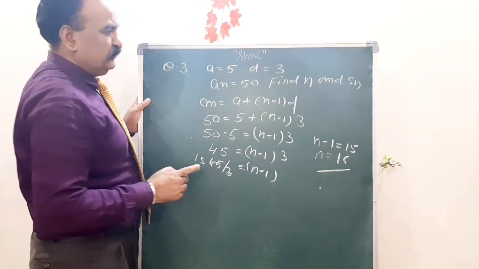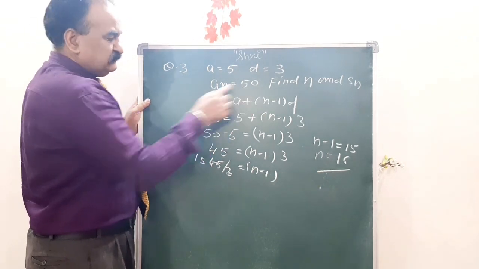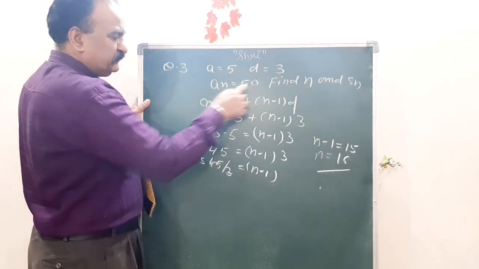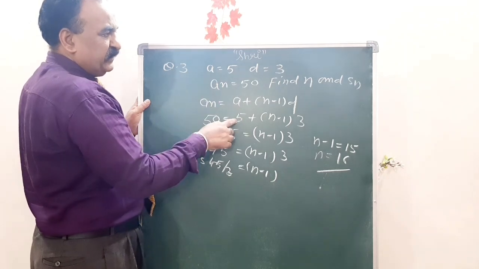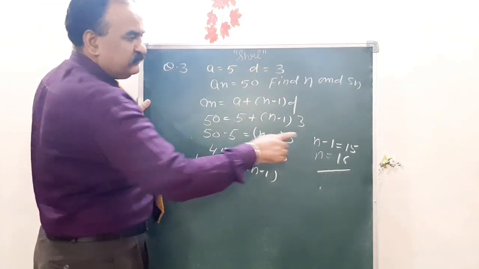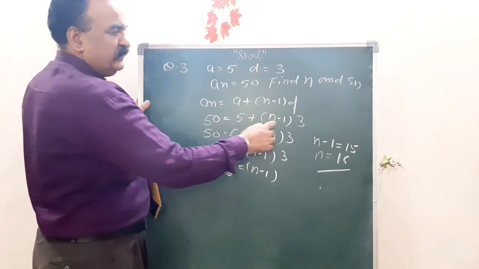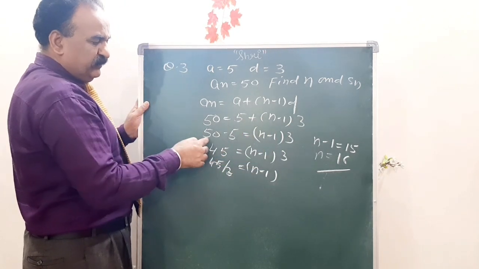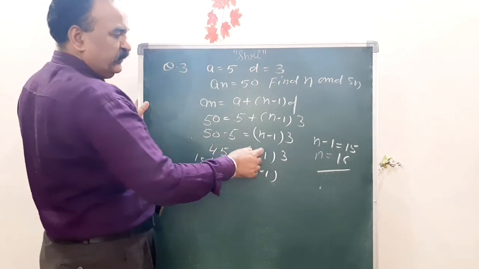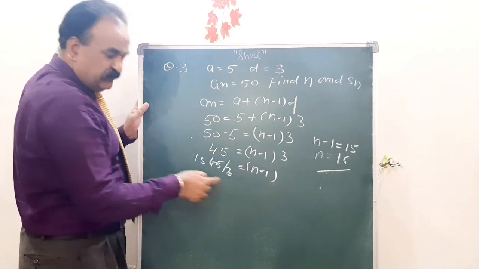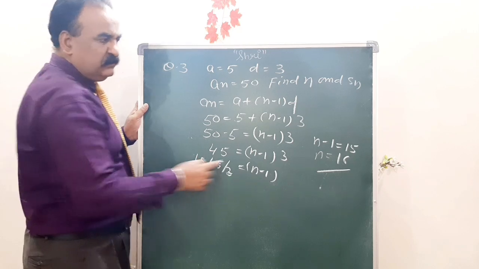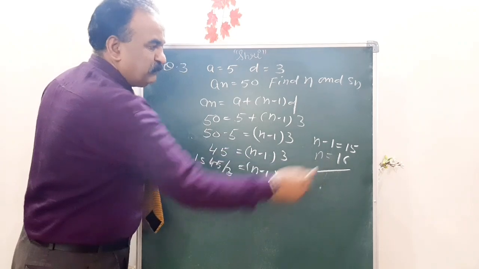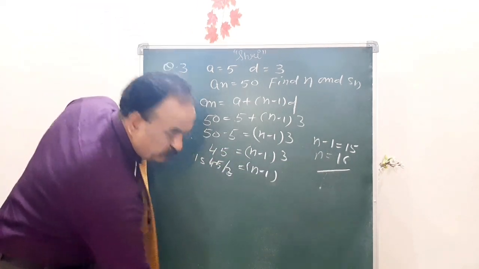Again I want to explain to you. an is the last term. So last term an is equal to a plus n minus 1 into d. Last term is 50. First term is 5. d is the common difference, this is 3. 5 plus n minus 1 into 3. 50 transfer 5 here, 50 minus 5 is 45, equal to n minus 1 into 3. Transfer 3 to the denominator, it becomes 15. So n minus 1 is equal to 15. n is equal to 16. It means the number of terms is 16. Now you have to find the sum.